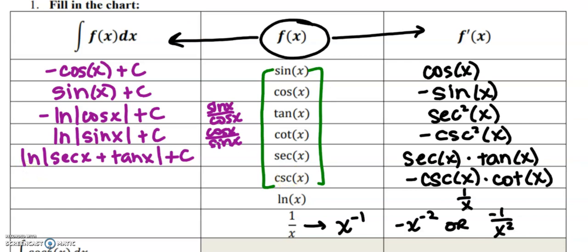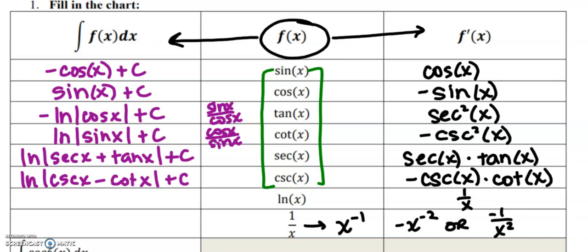The antiderivative of cosecant, natural log of cosecant of x minus cotangent of x. And remember, again, there's a couple different versions of these. This is just one version. That's the one that I was taught that I go with. But there's some other ones where you introduce negative signs.